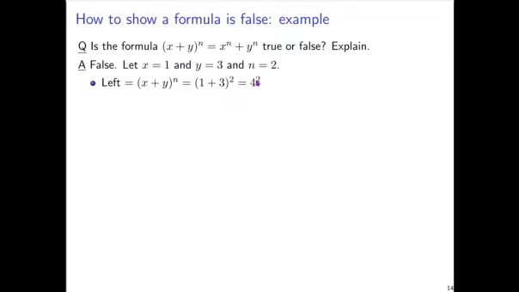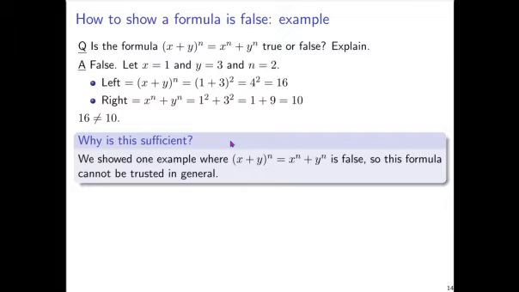There's still the square, and then 4 squared is 16. Now the right side, up here at the top, said x to the nth plus y to the nth. We'll substitute here as well. And we have 1 squared plus 3 squared, which, simplifying the exponents first, gives us 1 plus 9, which simplifies to 10. Now take a look. We have 16, we have 10. Those are different. That's the end of this process here.